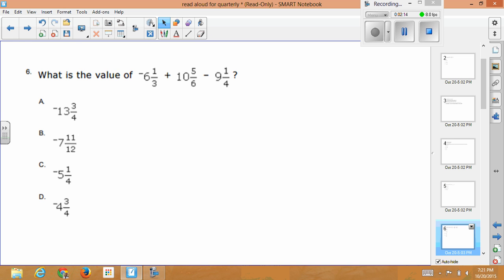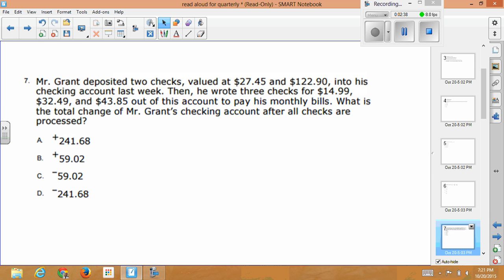Number 6. What is the value of negative 6 1/3 plus 10 5/6 minus 9 1/4? A, negative 13 3/4, B, negative 7 11/12, C, negative 5 1/4, D, negative 4 3/4.